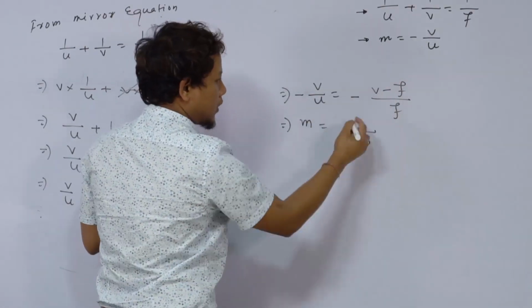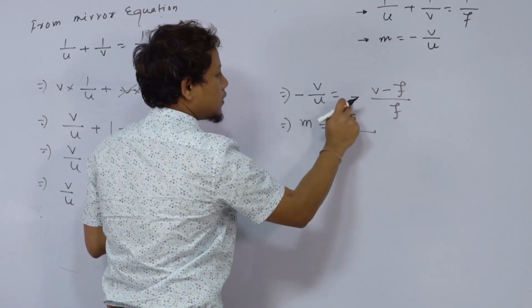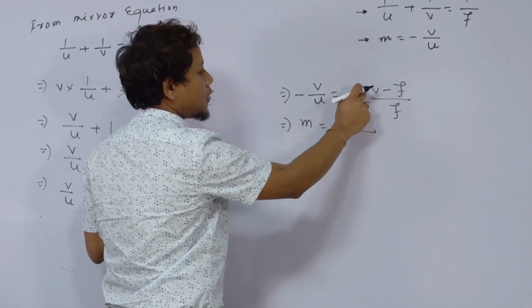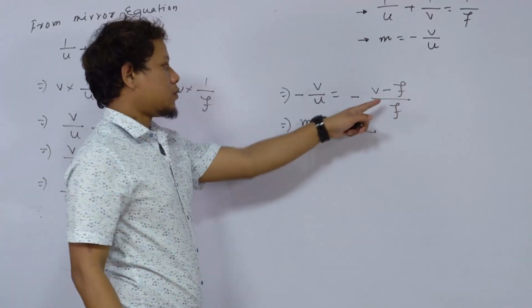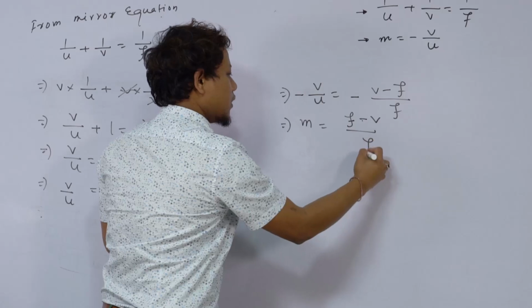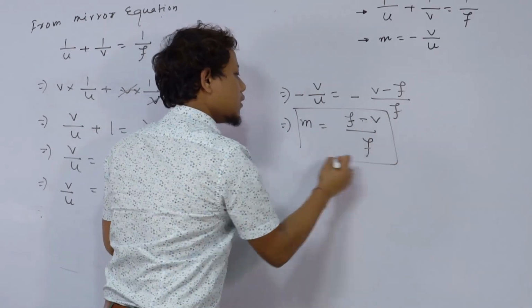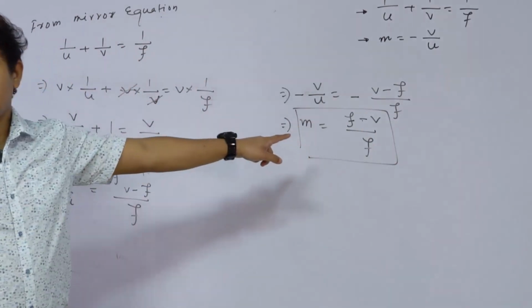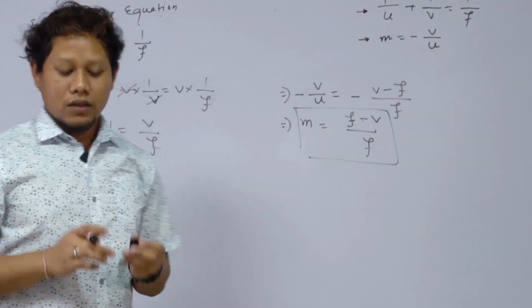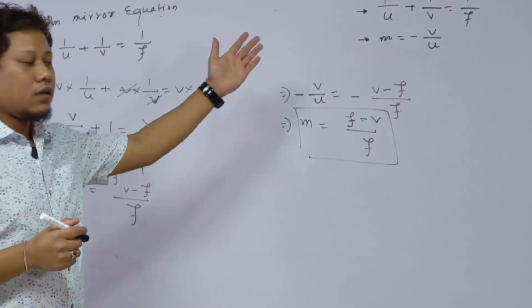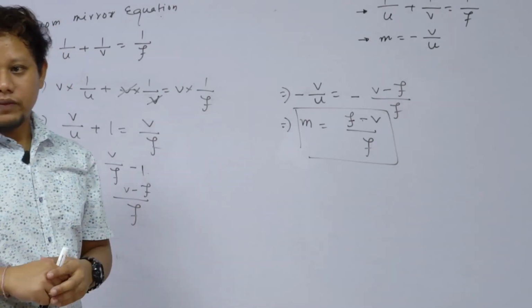So if I multiply this, minus plus minus and minus minus plus. So I'll write this F first because this is plus, and minus V divided by F. So this is the expression of linear magnification in terms of image distance and focal length. So this is about the mirror equation and expression for the linear magnification.